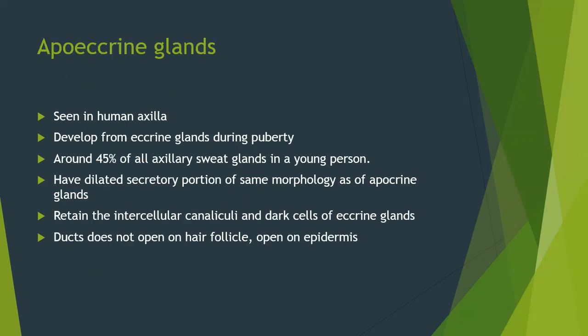Coming to the apocrine eccrine glands, these actually develop from the eccrine gland during puberty. They are seen in the human axilla. Around 45% of all axillary sweat glands are apoeccrine glands in a young person, and they have a dilated secretory portion with the same morphology as apocrine glands, but it contains some components of the eccrine glands like the dark cells or intercellular canaliculi, and these ducts don't open on the hair follicle, they open directly on the epidermis.